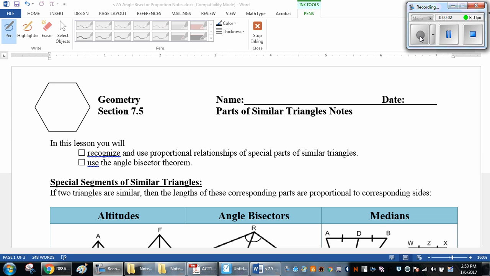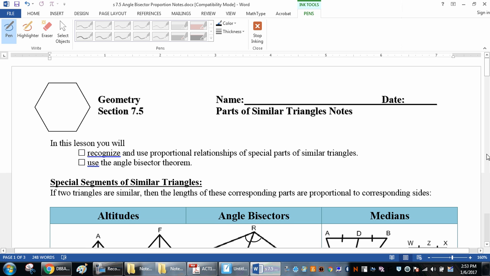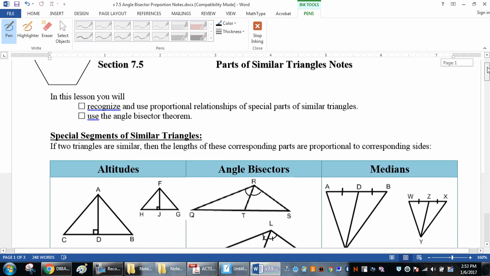Good morning and welcome to Geometry Section 7.5, Parts of Similar Triangles. Alright, in this lesson we will recognize and use proportional relationships of special parts of similar triangles, and we'll use the angle bisector theorem. So check out this big chart here.